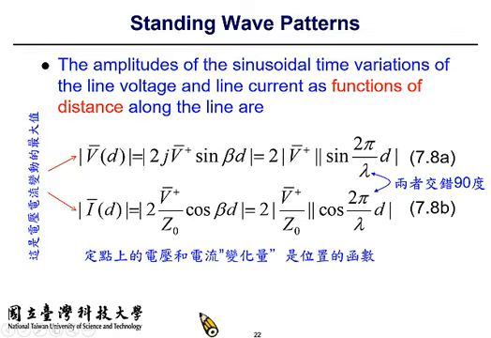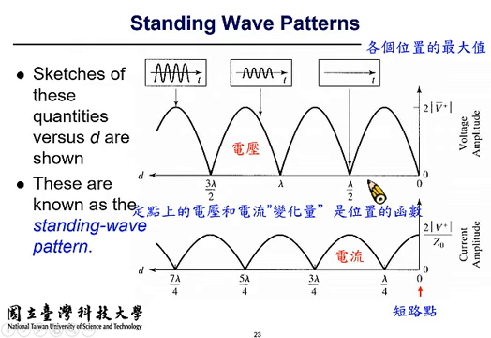So we know that on the transmission line with short termination, the voltage and current are 90 degrees out of phase, as remarked on the slide. And here is the result of measurement, all right?